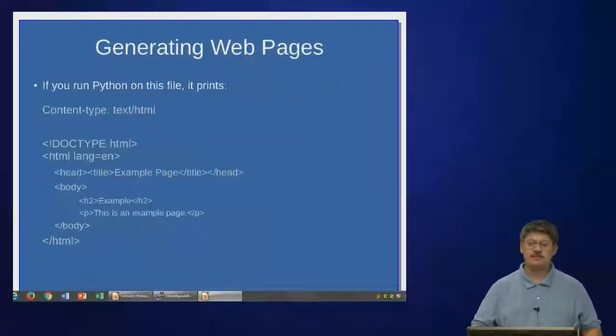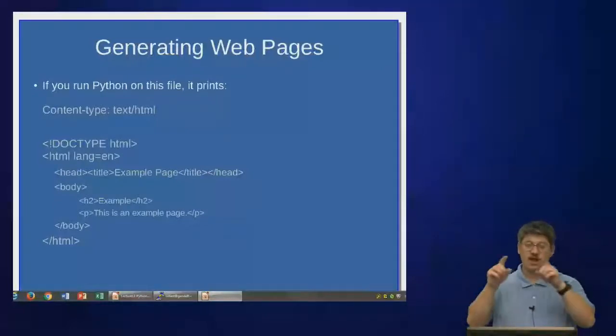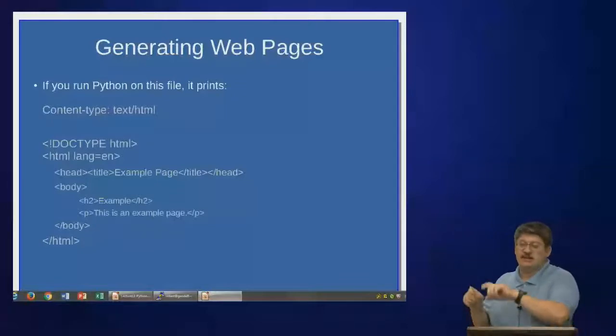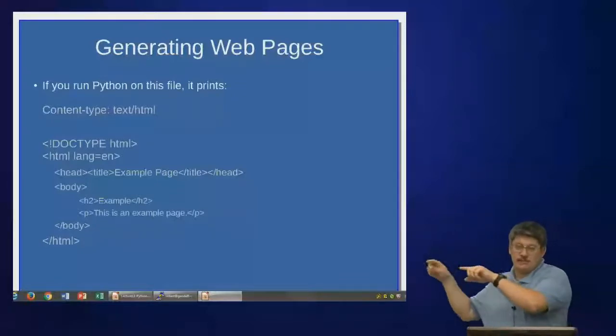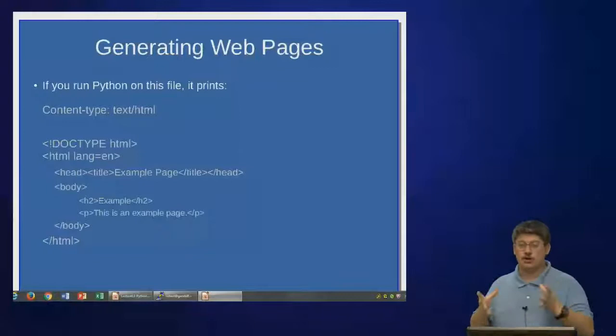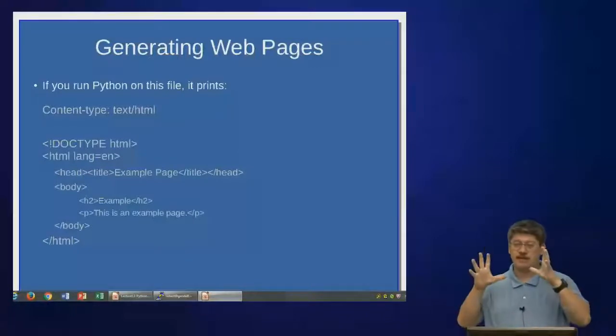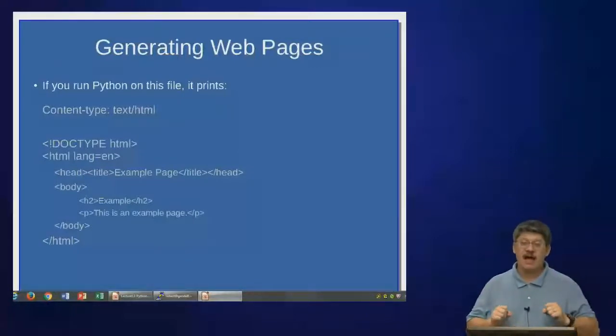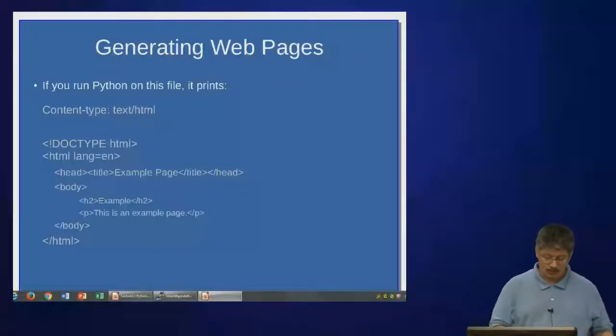So if I run this in the Python interpreter by typing Python and the name of my script, it prints this. Notice it prints the content type header, it prints a blank line, and then it prints my little web document. Now, I don't want the user to actually see this. I don't want them to see bracket HTML lang=en, right? I want the web browser to interpret this as an HTML page and display it on the page. And if I access this file through a web server, that's exactly what will happen.